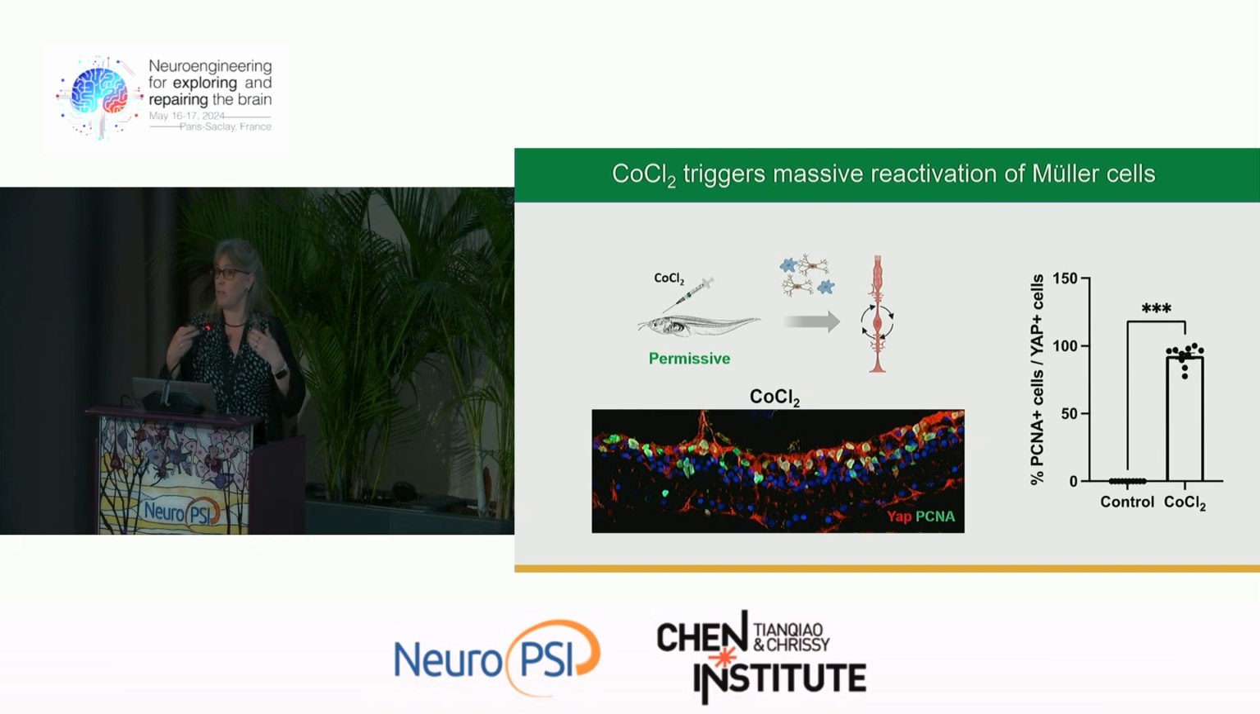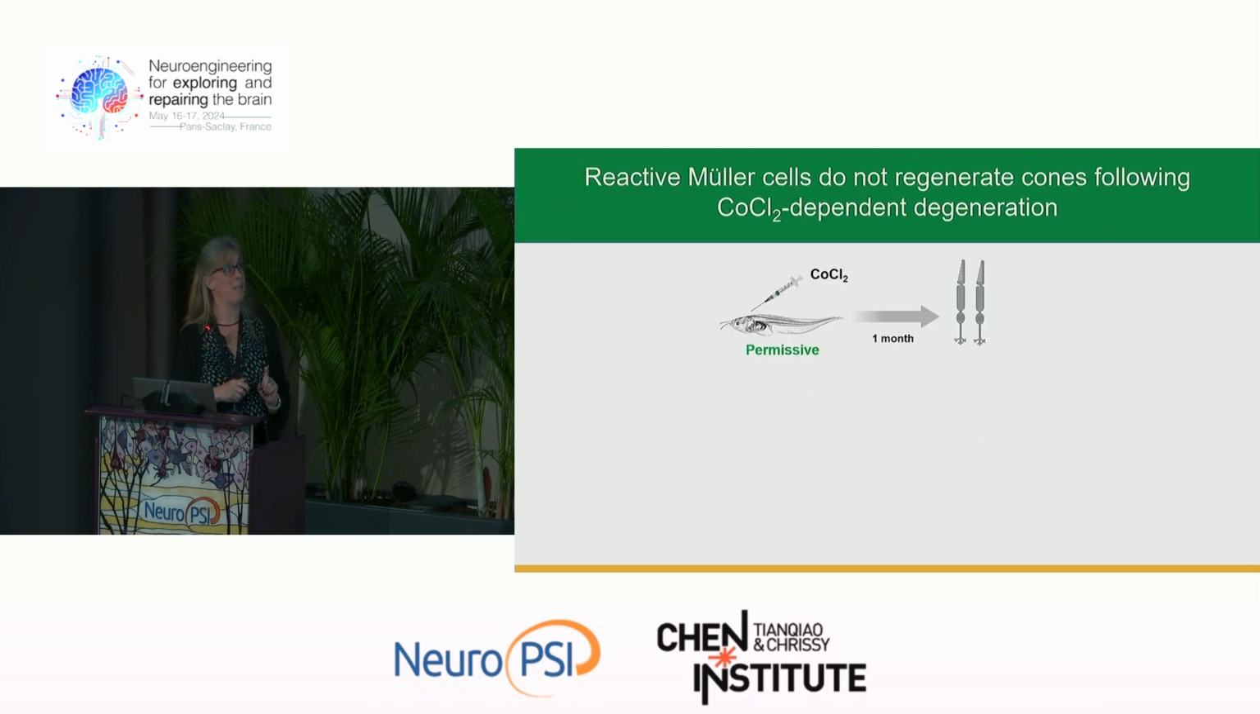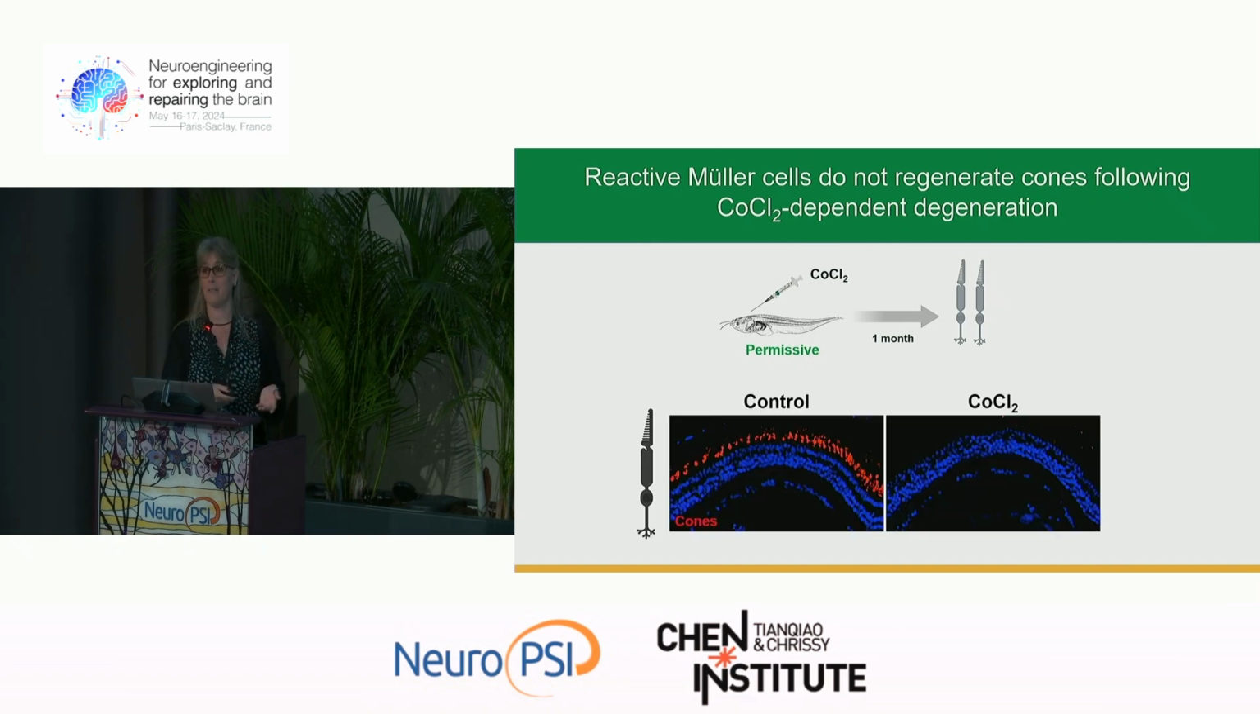Müller cells already respond to any type of injury, but when we use the COCL2 model, almost 100% of Müller cells proliferate. So really they love to proliferate, they love this inflammatory context. But when we looked at neurogenesis in this experiment, where almost 100% of Müller cells proliferate, we could have expected a very effective regeneration. But when we look one month later at cone regeneration, remember, cones were the most affected cells in this model, cones are still not repaired at all. So very bad condition for neurogenesis, actually.